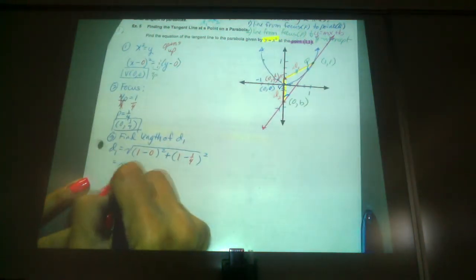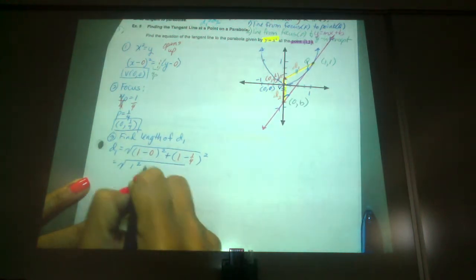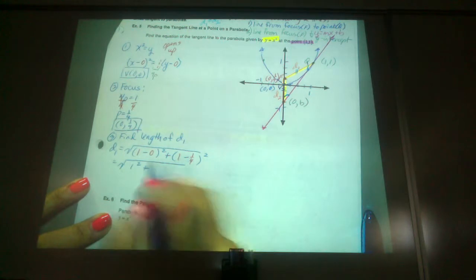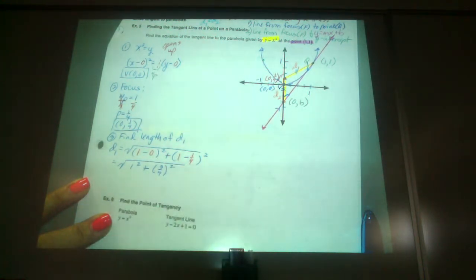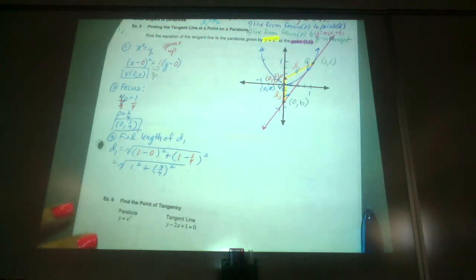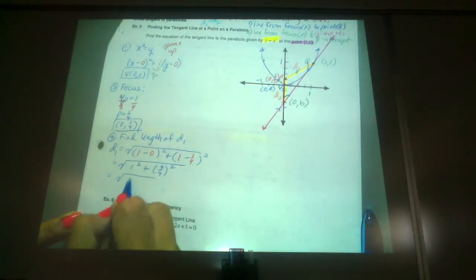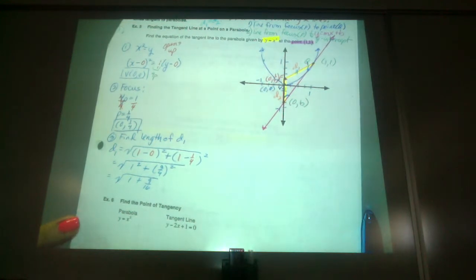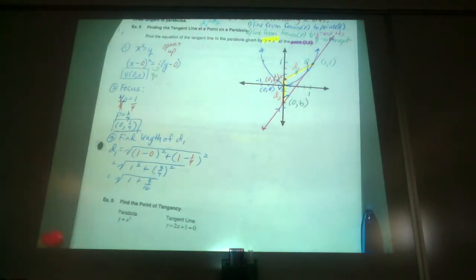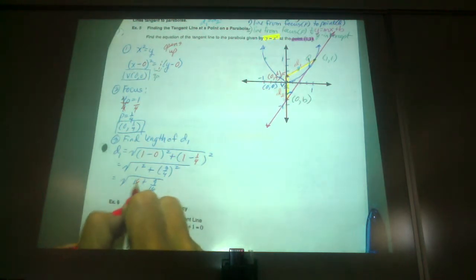Go ahead and work the problem. So now I have the square root of 1 minus 0 is 1 squared plus, what's 1 minus 1/4? 3/4, and then that's squared. So 1 squared is 1, plus 3/4 squared isn't that 9/16? What am I going to convert 1 into so I can add 9/16 to it? 16 over 16.